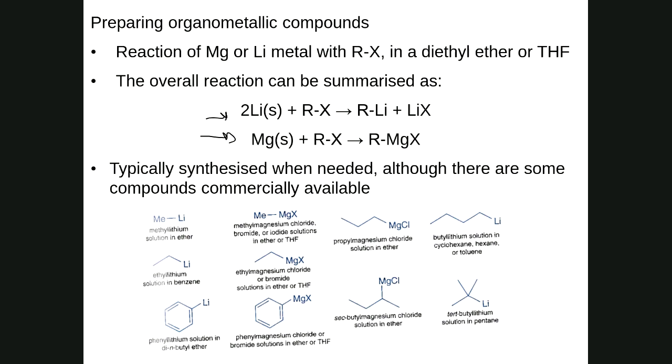Some of these organometallic compounds are commercially available, and I've given here some examples from authors of some of the commercially available ones. Typically, they tend to be quite unstable. Carbon does not stabilize negative charges well, and they are not particularly stable compounds, and they tend to be synthesized in situ, or at least when they are needed, shortly before they are going to be used, rather than kept for long periods of time. They tend to break down, especially if there is any trace of water or hydrogen ions, that will break the bond quite quickly.